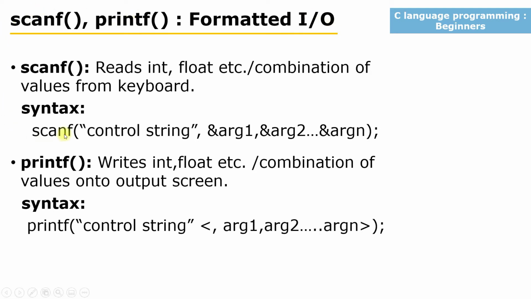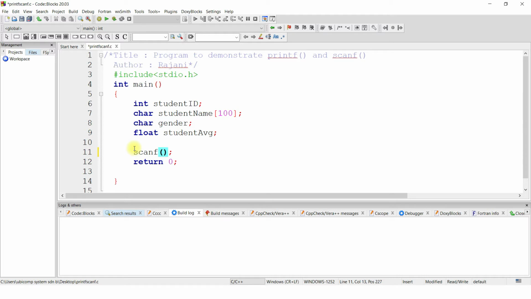Now, let's see the scanf and printf functions with an example. Let's go back to our example. We should write scanf. We should write the control string. Now, as we are going to read any type of data with scanf, how can we inform the compiler that I am going to read a particular type of data? Let's say, for example, I want to inform the compiler: read integer, read string, read character, read float, or read double or read long double. For that, we must use format specifiers.